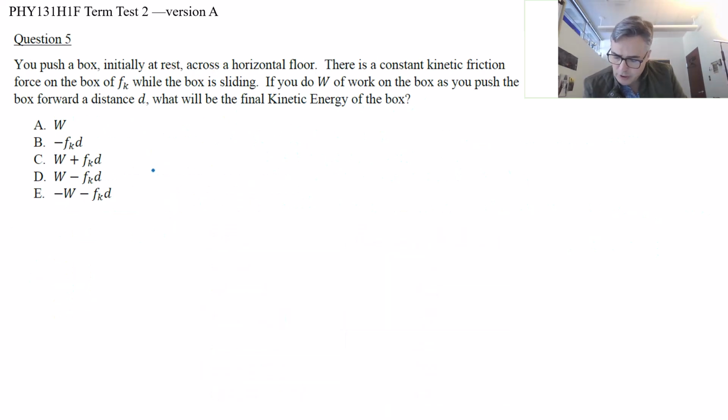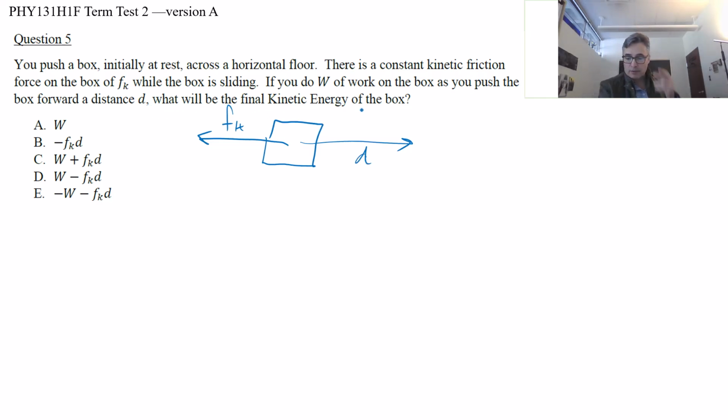You push a box initially at rest across a horizontal floor. There is a constant kinetic friction force on the box, Fk, while the box is sliding. If you do W of work on the box as you push the box forward a distance d, what will be the final kinetic energy of the box?